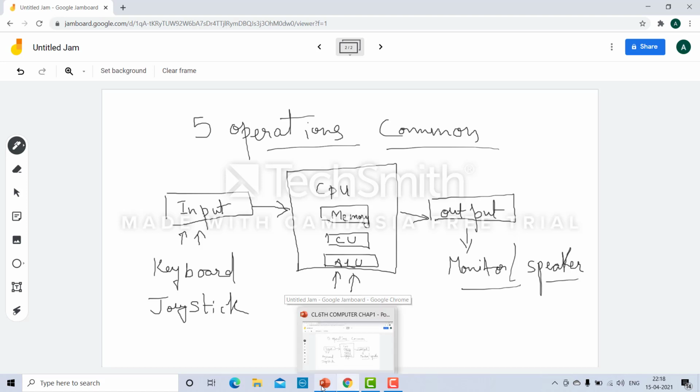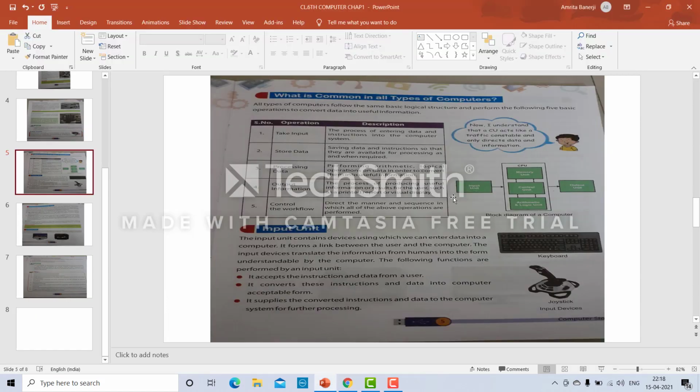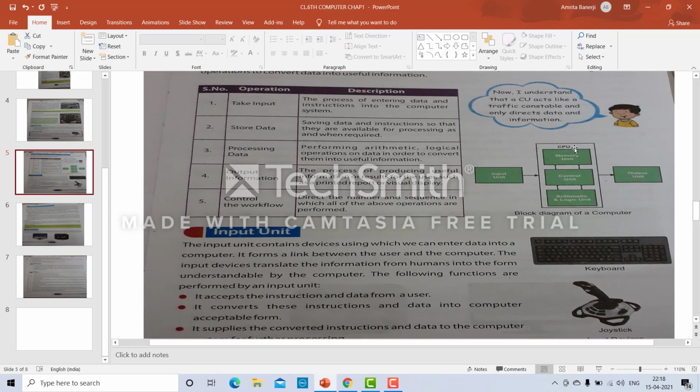If you want to look at a better and more precise diagram, children, this is the diagram which is given in your book. So this is the block diagram, children. These are the few functions which are common for all kinds of computers.